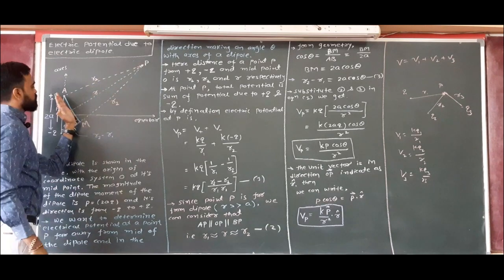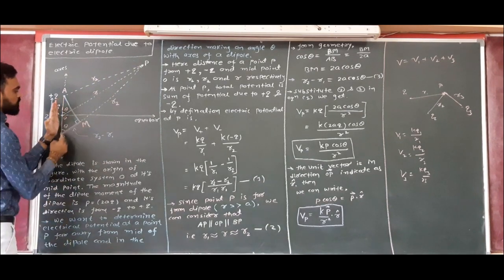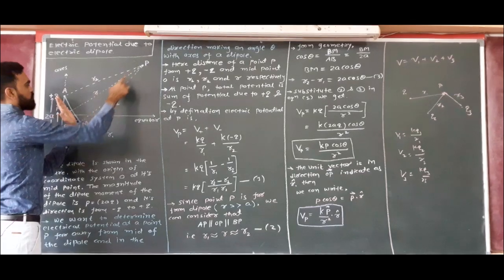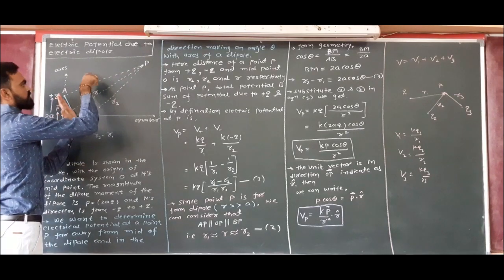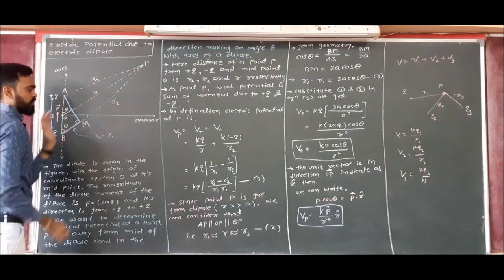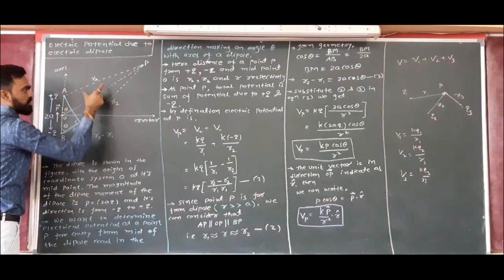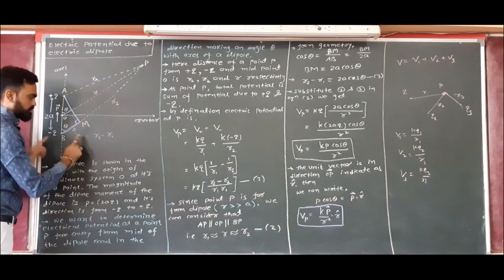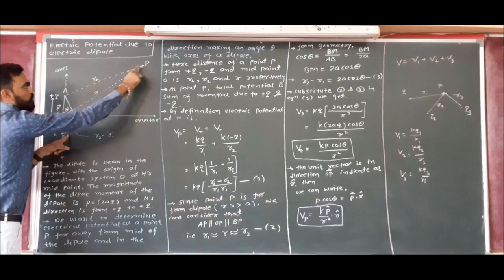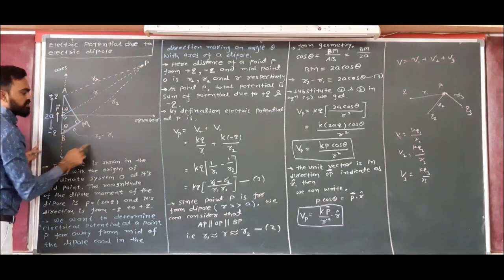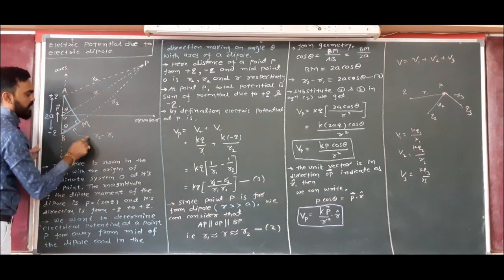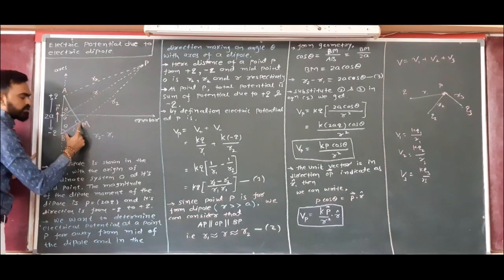When you remove this length, the length of R2 becomes R1. That means this is the difference between the two lengths R1 and R2. That is why we call it R2 minus R1.